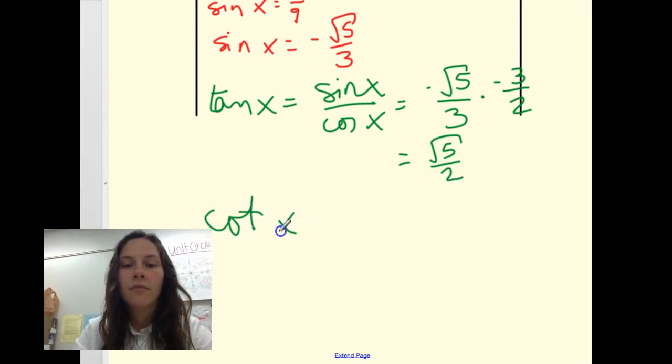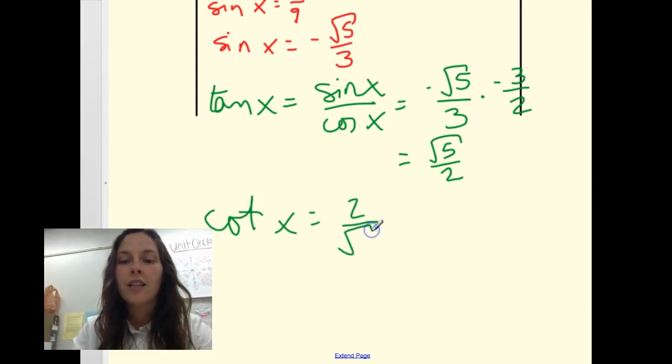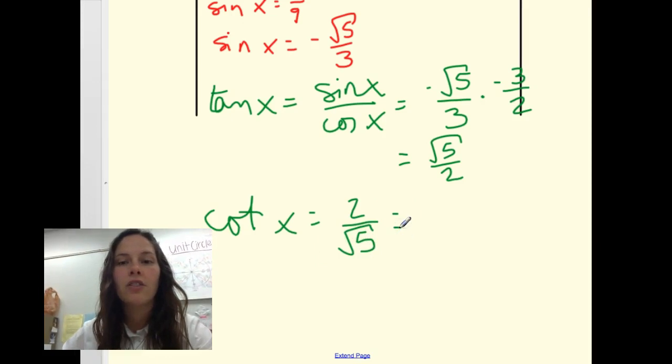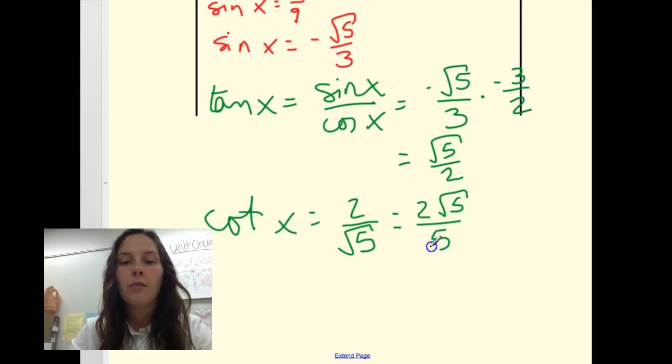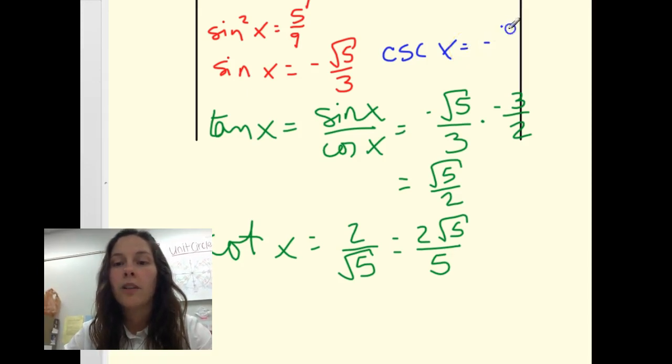Cotangent is the reciprocal of tangent, so when I flip this, I need to rationalize. Remember, the shortcut for rationalizing is that when there's a radical in the denominator, you simply move it to the numerator and you drop the radical from the denominator. So there's our cotangent. And the last one we need is our cosecant, which is the reciprocal of sine. So same thing, when I flip this, I get that radical in the denominator, and I'm going to rationalize it by moving the radical to the numerator and simply dropping it from the denominator.